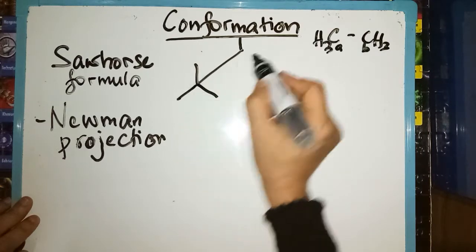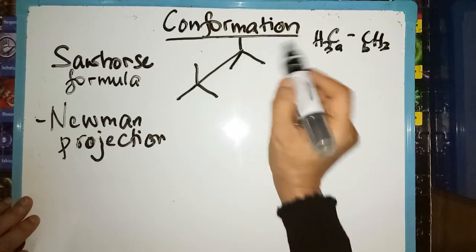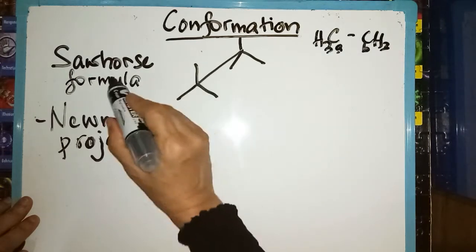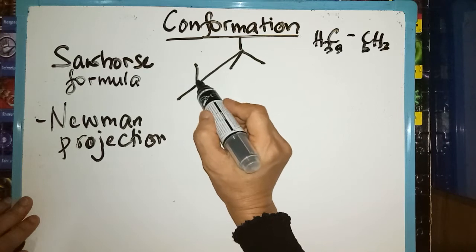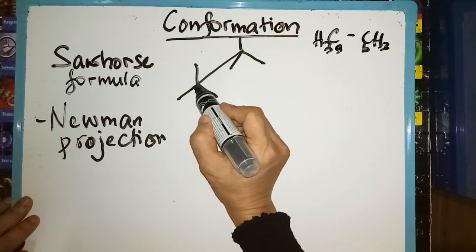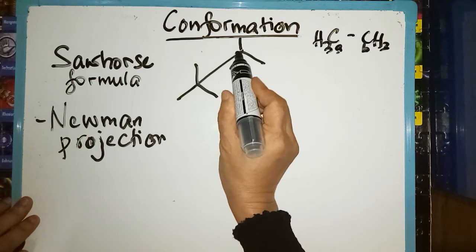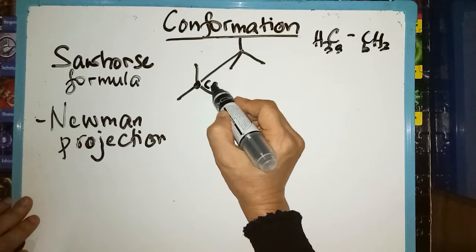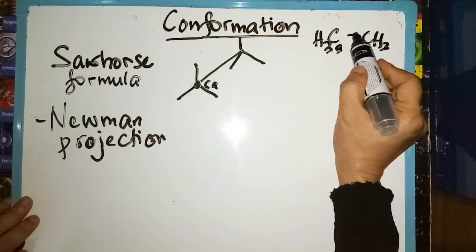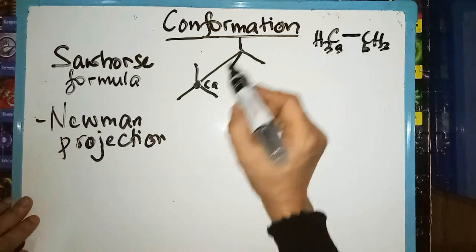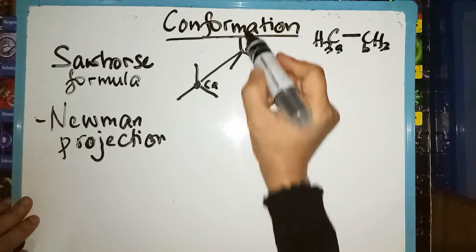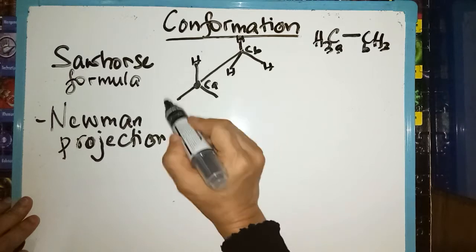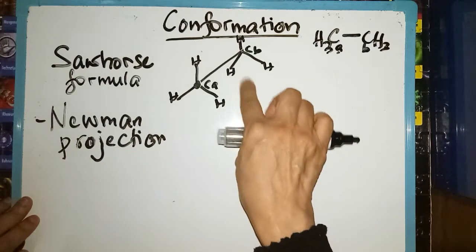And then if I want to see from a point from CA and put it in the sawhorse form, I can see it from here connecting to CB. So if I assign this as CA, C is actually connected by one bond to CB. Meaning that the other bonds are actually connected to hydrogen, hydrogen, hydrogen. So this is the sawhorse.